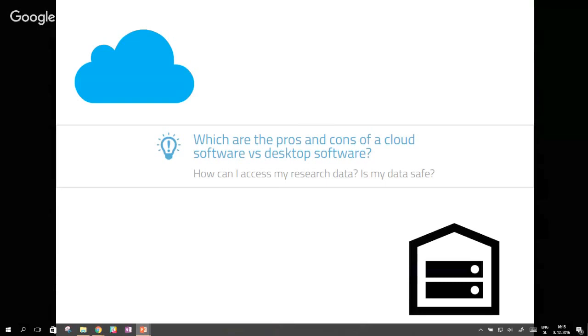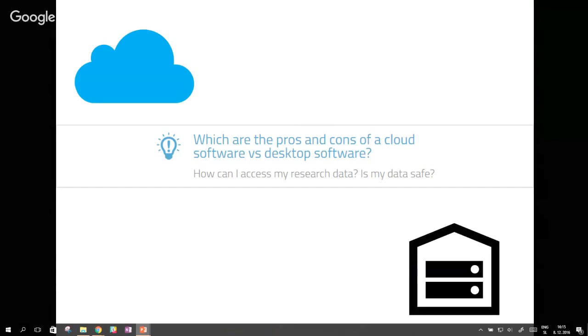So what are the pros and cons of cloud software versus desktop software? Desktop software means software that is installed on your computer, on your PC, and then run just locally. There are many pros of using a cloud-based system. Namely, you can be a lot more mobile with that. You can share the data much faster, much easier with others. You can access the data from multiple laptops, phones. You can access it from home, from work, if you travel to conferences.